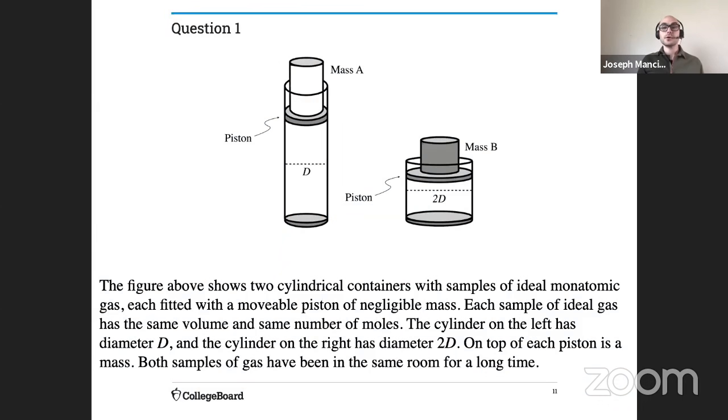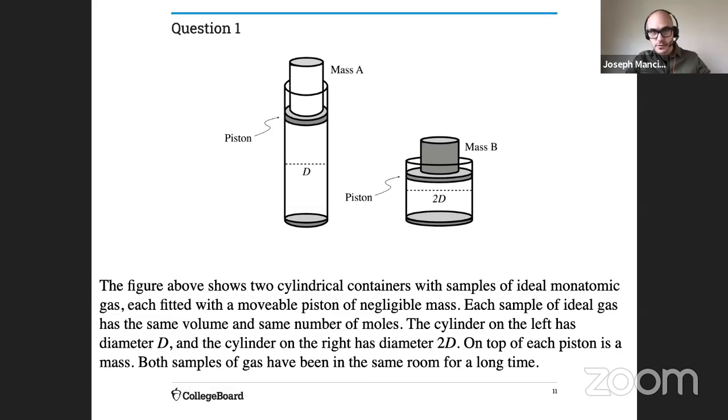All right, here comes question number 1. Question number 1 was about thermodynamics. It was about gases that were inside some containers. There was information nested in the text of this question that you had to be a careful reader to figure out. These cylindrical containers have samples of monatomic ideal gas, each fitted with a movable piston of negligible mass. The pistons are labeled right there. Each sample of ideal gas has the same volume and the same number of moles.